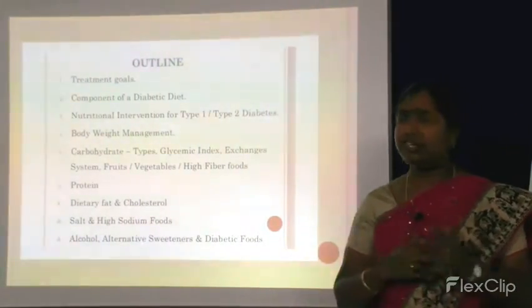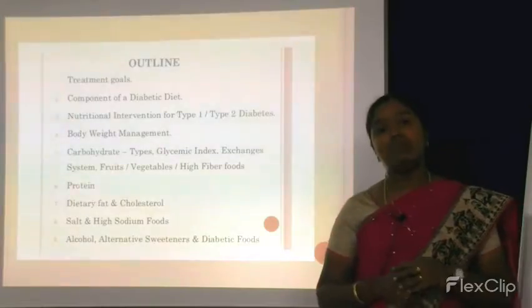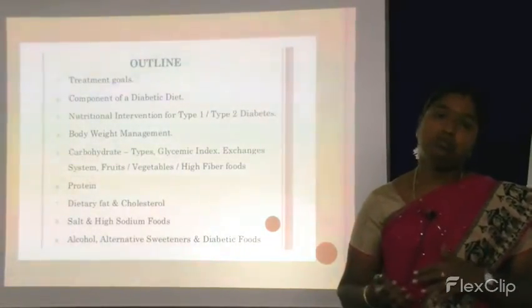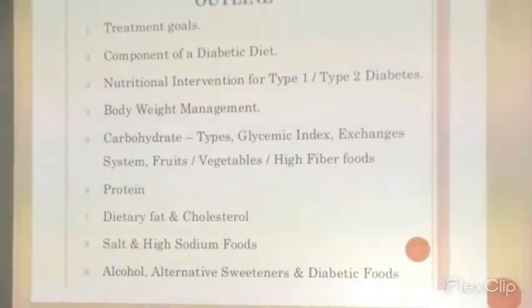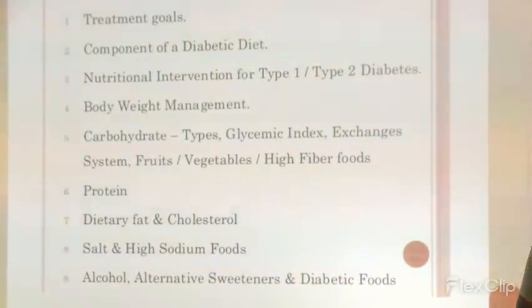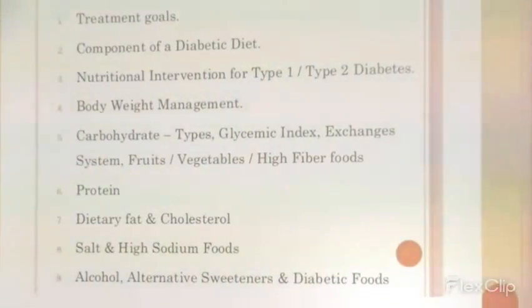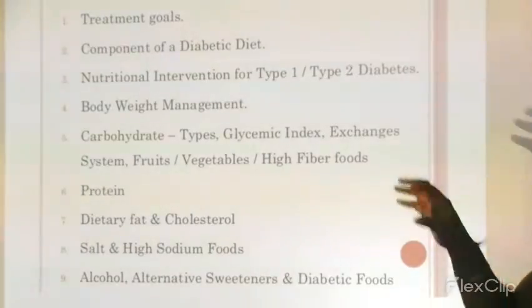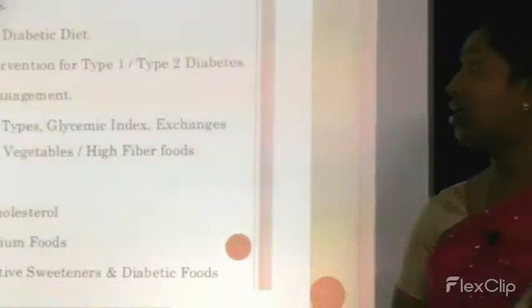First, we need the treatment components of the diabetic diet, nutrition intervention for type 1 and type 2. There is a difference between type 1 and type 2. For each case, we have to concentrate on which type it is. Next is body weight management. If the type 2 diabetic is obese, we have to concentrate on body weight management. Coming to the major components, the energy-giving nutrients: carbohydrate, protein, and fat.